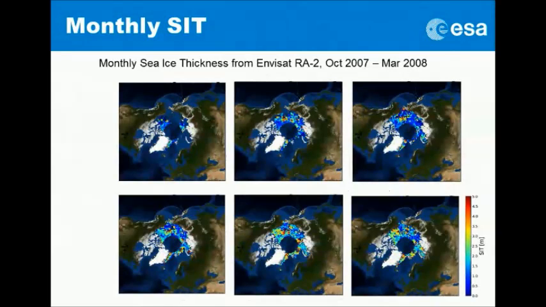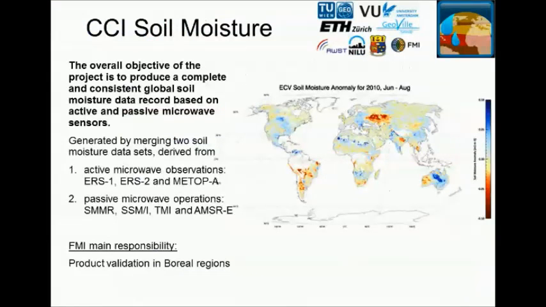This is an example of monthly sea ice thickness, which are composites of the ENVISAT radar altimetry sensor, and this is just an example of the information that is generated within the CCI project. Okay, that was a brief introduction to the sea ice project.